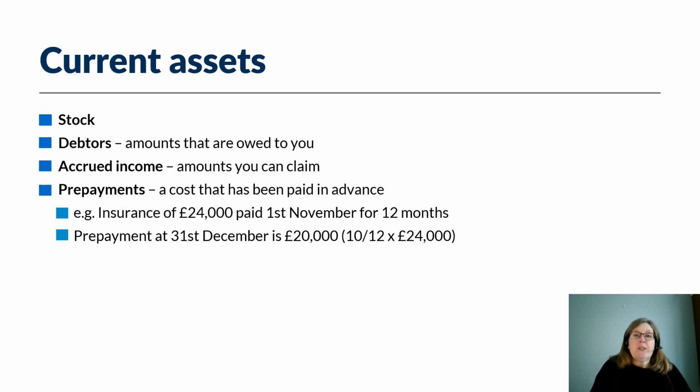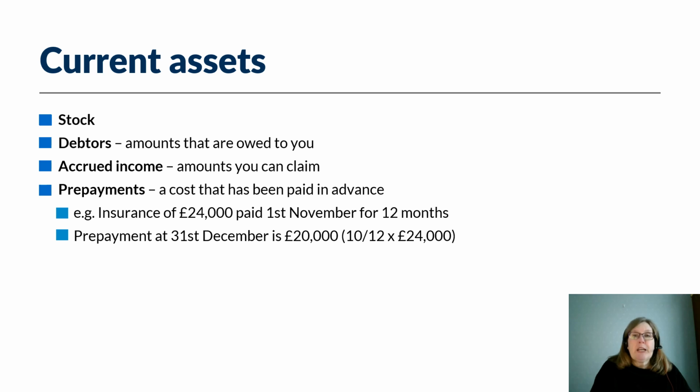Moving on to debtors, these are amounts that are owed to you. So if you've sold something prior to the year end, but the customer hasn't paid you yet, then we make an adjustment to bring in the income from the sale and a corresponding debtor onto the balance sheet. When the cash is received after the year end, we record the cash in the bank account and match it against the debtor, thereby removing the debtor.